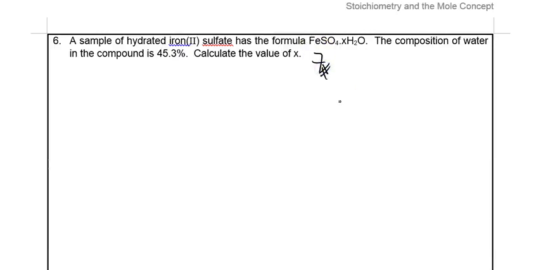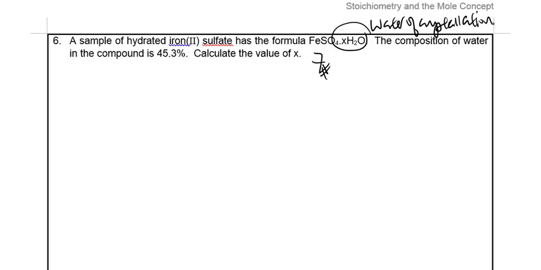Question 6 is a bit more complicated. You have a sample of hydrated iron(II) sulfate with this formula, FeSO4.xH2O. This part here actually represents the water of crystallization. The water of crystallization actually gives the structure to the crystals of iron(II) sulfate.